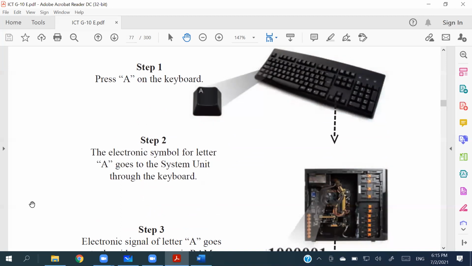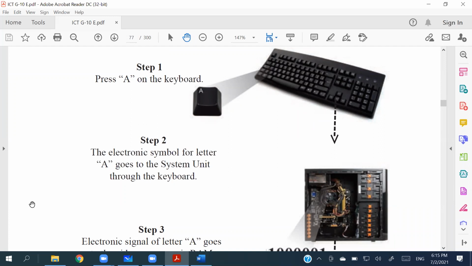And when that signal arrives, the CPU understands, okay, this particular user has pressed the A. Now he has opened the Word document software, so he is trying to type. So I have to show the letter A on the screen, right? That is how the machine responds to a key press.